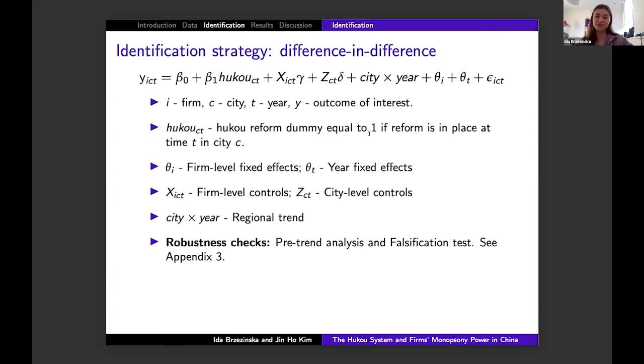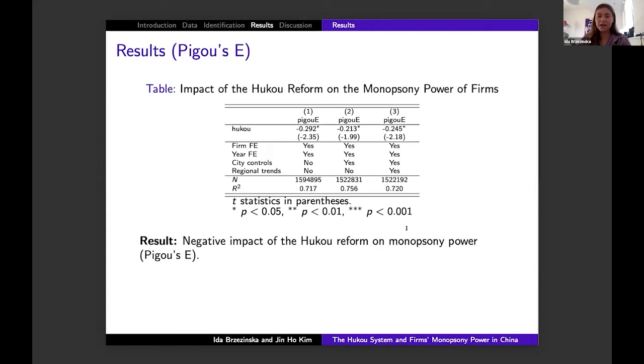So log of per capita GDP and share of non-agricultural population, as well as the regional trend. And we run a bunch of robustness checks. They're in the paper. So pre-trend analysis and a falsification test. And what do we find?